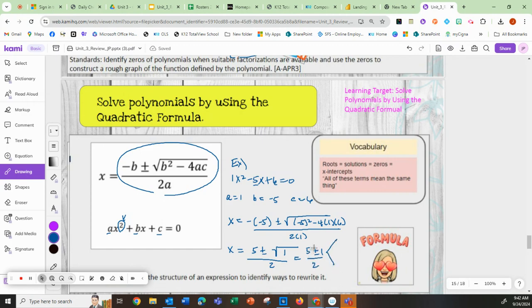And then this is going to be 5 plus 1, which is 6, and 6 divided by 2 is 3, so one solution is 3. And then I have to do the minus part of the problem. 5 minus 1 is 4. 4 divided by 2 is 2. So those are my two solutions, 3 and 2.